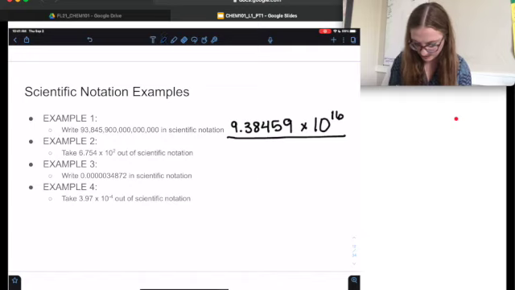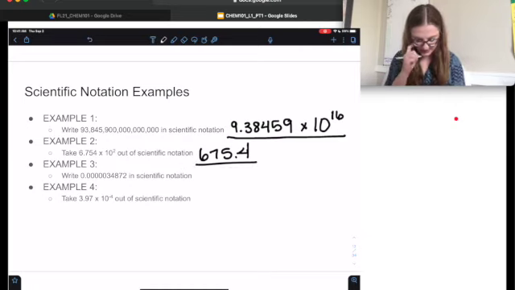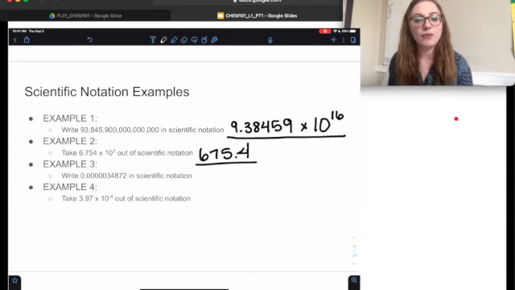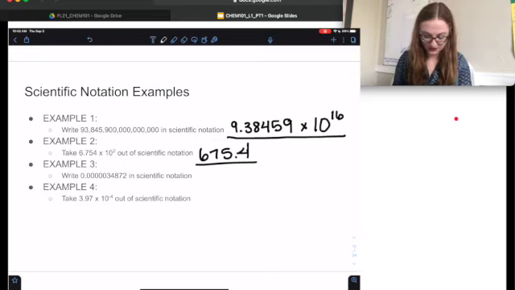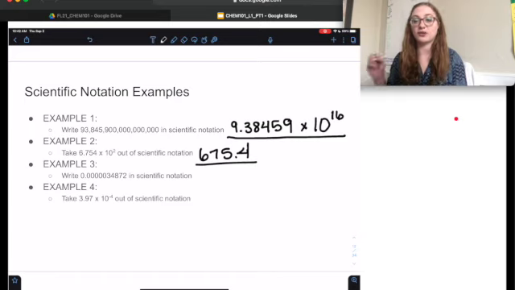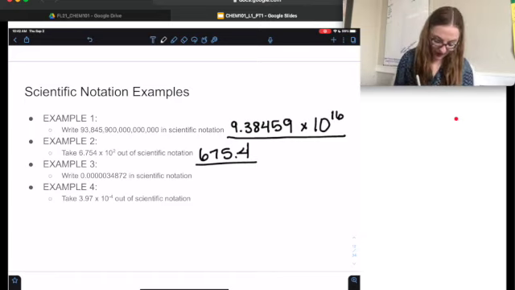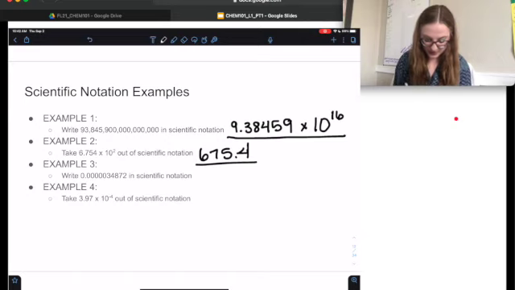I'm just going to clean up my workspace a bit here. Okay, so we're going to do example number 3 now. We want to take this really small decimal number and put it in scientific notation. Remember, the first step when we're putting something in scientific notation is to write the number so that it looks like it's between 1 and 10.